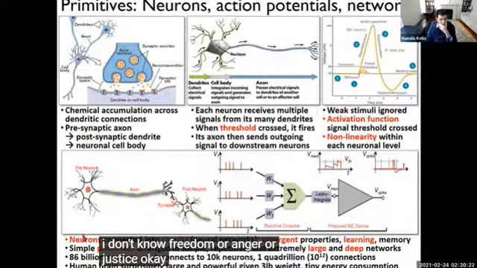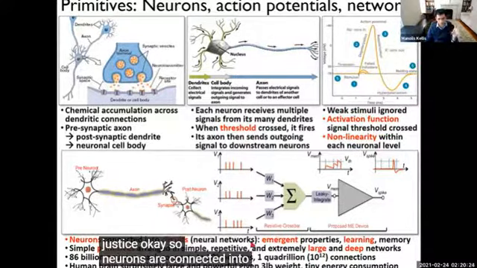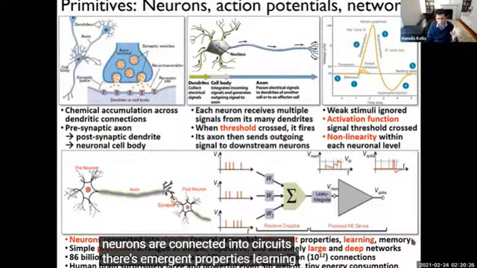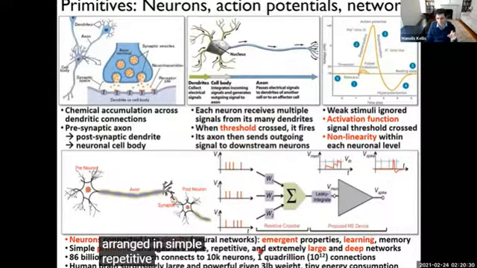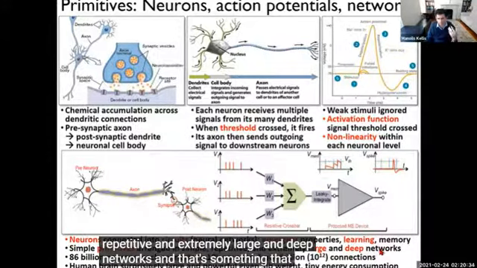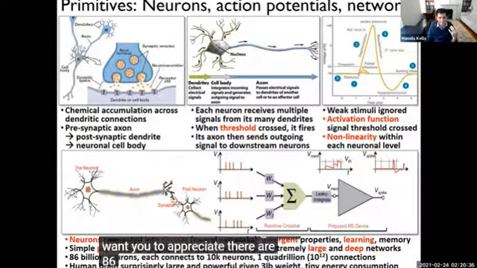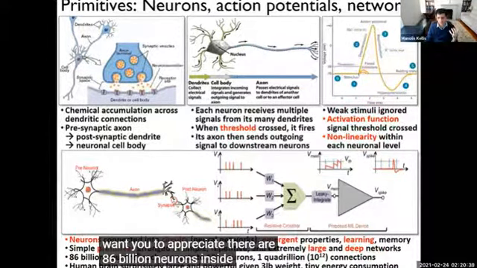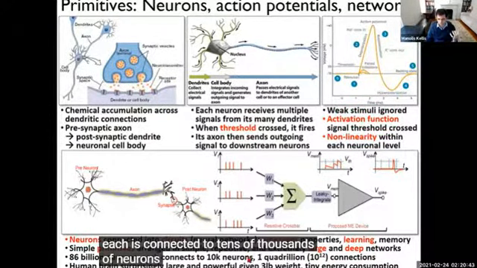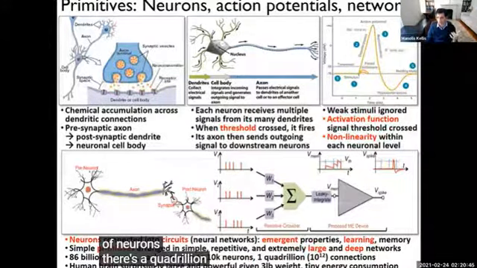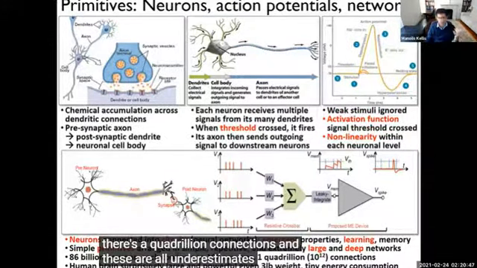Okay? So neurons are connected into circuits. There's emergent properties, learning, memory, and then the simple primitives are arranged in simple, repetitive, and extremely large and deep networks. And that's something that I want you to appreciate. There are 86 billion neurons inside your brain. Each is connected to tens of thousands of neurons. There's a quadrillion connections, and these are all underestimates.